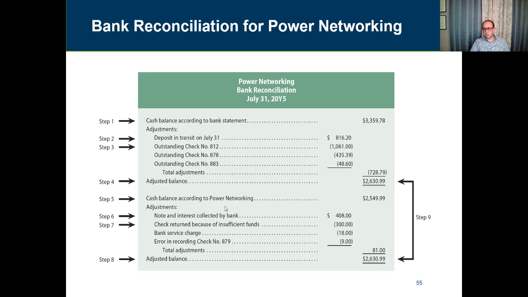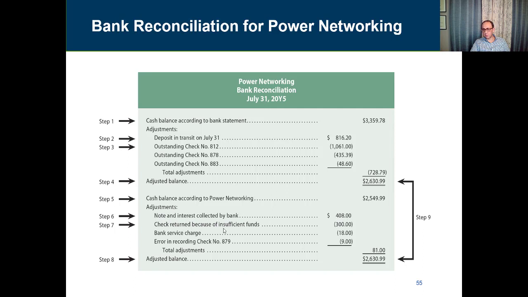Then we have the cash balance according to the company, which was Power Networking, and that's the value we brought from the ledger, $2549.99. So we had the note and interest collected by the bank. That's something to be added. We didn't know until we got the bank statement, so we need to add that.